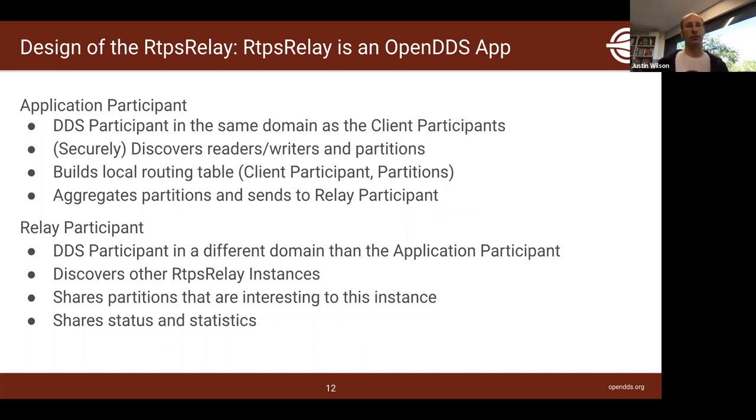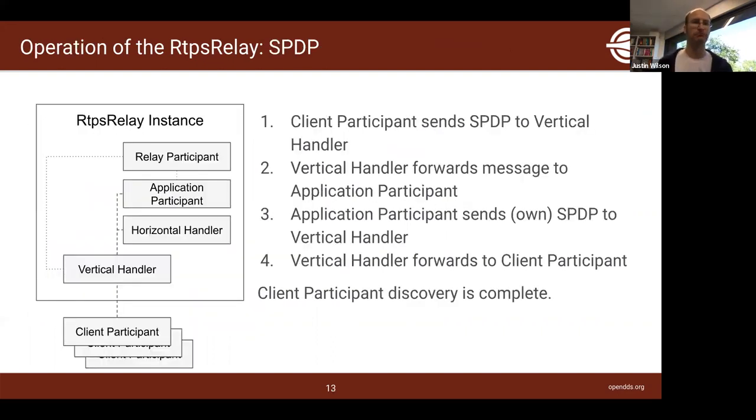And it's going to aggregate all of its partitions and send those to other relay participants. So if I'm interested in partition A, B, and C, all the other relay instances will know that I'm interested in A, B, and C, and any message relevant to A, B, and C will be sent to me. The relay participant, again, is another DDS participant, but it's in a completely different domain, and it's only used to talk to other RTPS relay instances. It does discover these instances using normal RTPS discovery, and then it starts sharing partitions that are of interest. It also does other things like sharing status information and statistics, which we'll cover later.